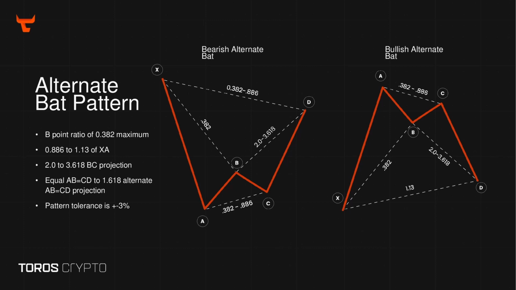It is also different because you are looking for a 1.13. So this is technically an extension pattern because the D point comes below the X point, because the X to A projection into that D point is a 1.13. So those are the two key differences between the alternate bat and the regular bat: the alternate bat has a shallow retrace at the B point of 0.382, and then an extension of 1.13 of the XA leg into that D point. We are looking for a tighter alignment on the alternate bat, so the pattern tolerance is a plus or minus 3%.